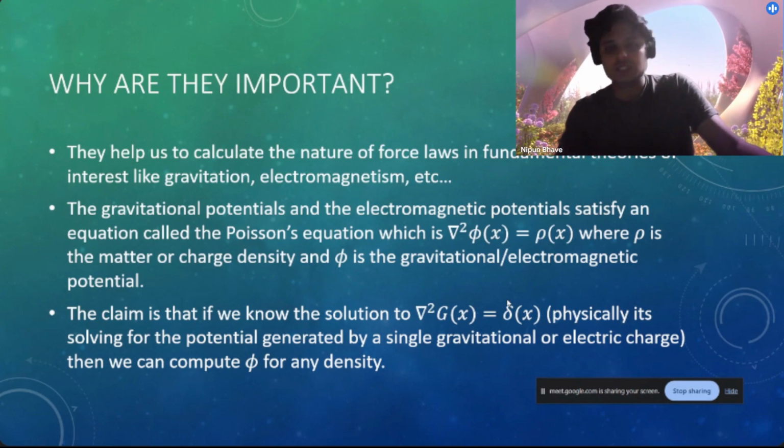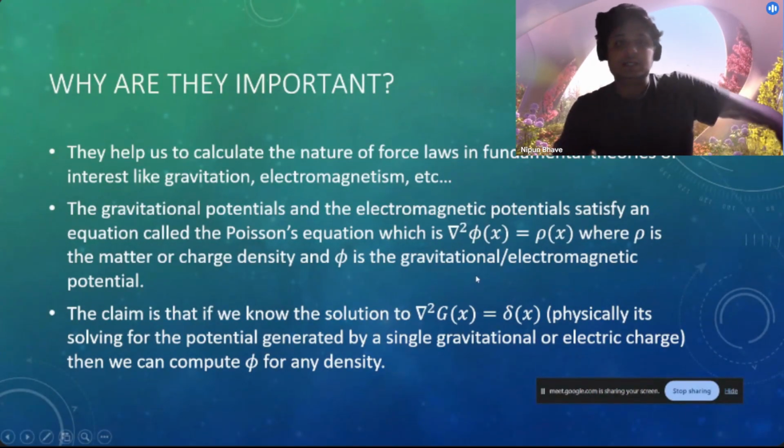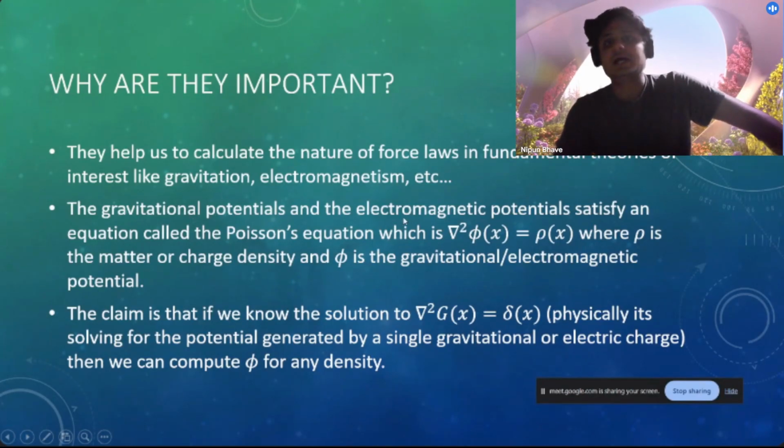So the question is very fundamental actually. The nature of force laws is dictated by Poisson's equation, which we solve for gravitational potential and electromagnetic potential. So del square phi equal to rho. You can think of phi as a gravitational field, then rho will be like a matter density. If you think of phi as an electromagnetic potential, then rho will be like charge density.